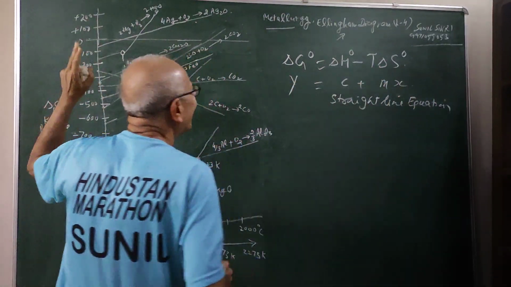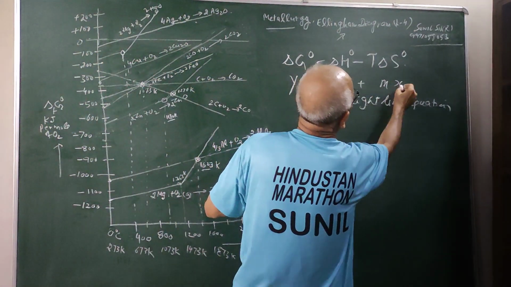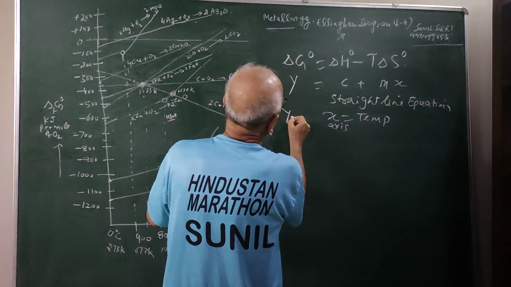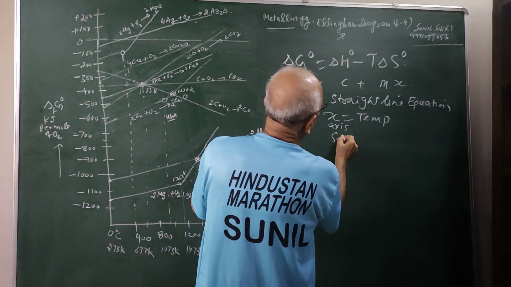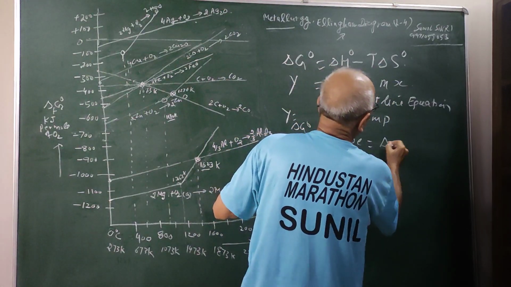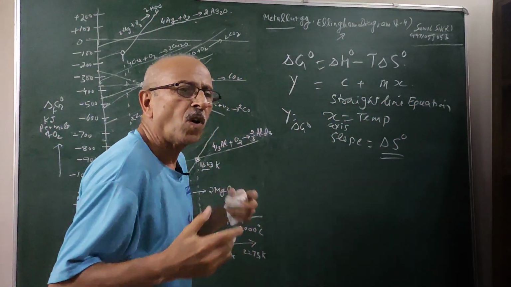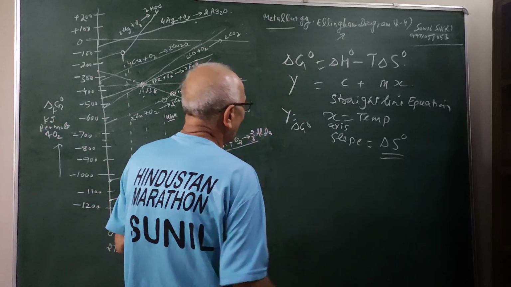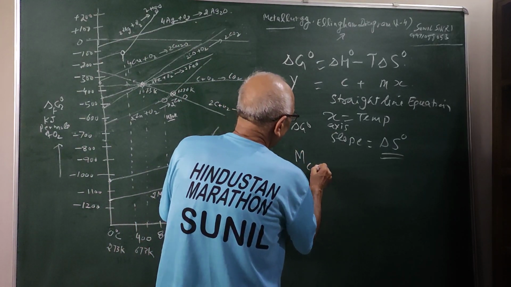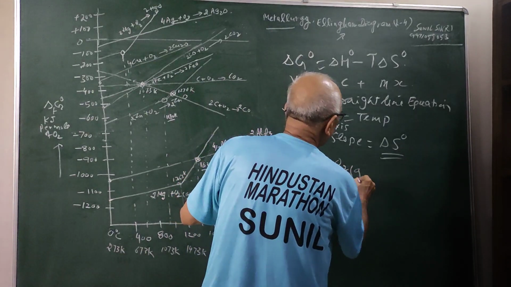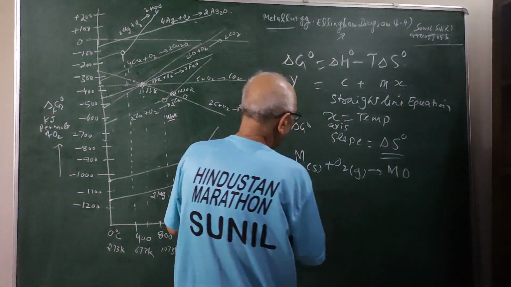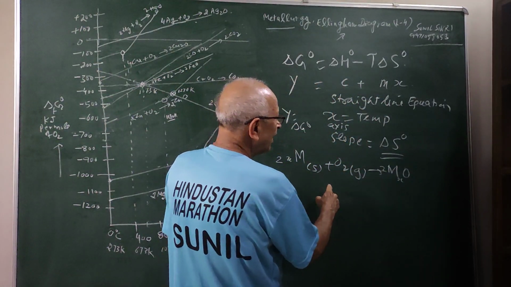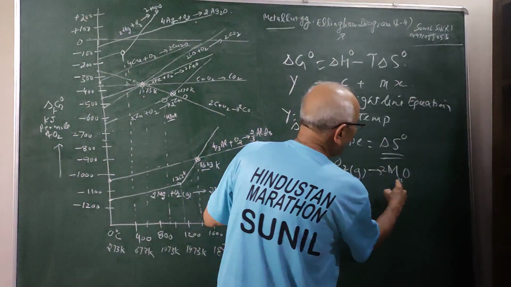Here the y-axis is my delta G0 value, and the x-axis is my temperature. Therefore the slope is nothing but delta S0. So the slope of these graphs is given by the entropy change in a reaction. For example, when I say this is my metal which is solid, it is reacting with oxygen to form metal oxide. If I write X, and then what you are getting. Now here, students, this is solid, this is gas, this is solid.